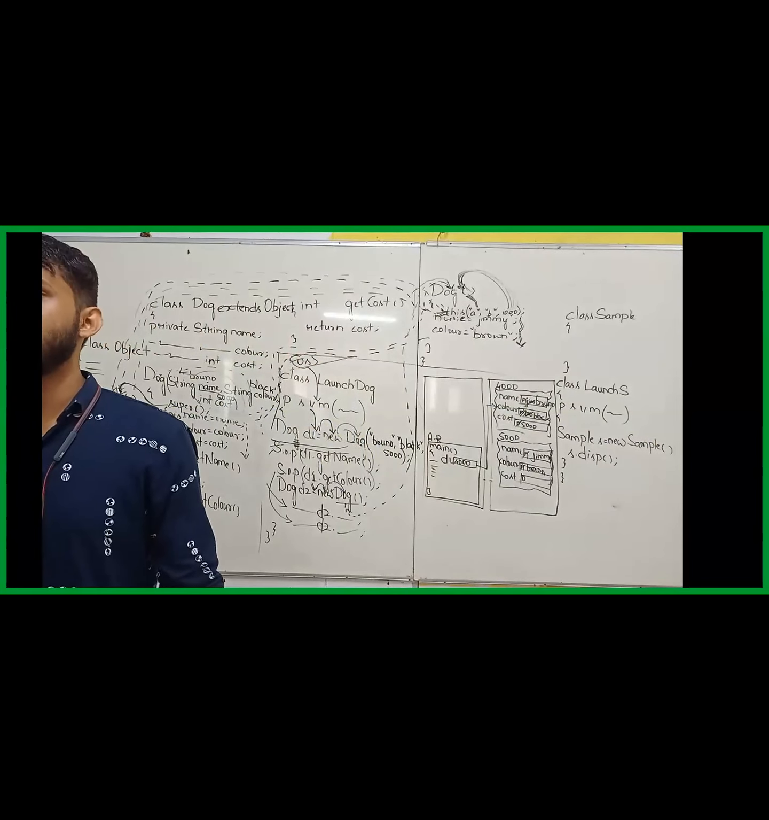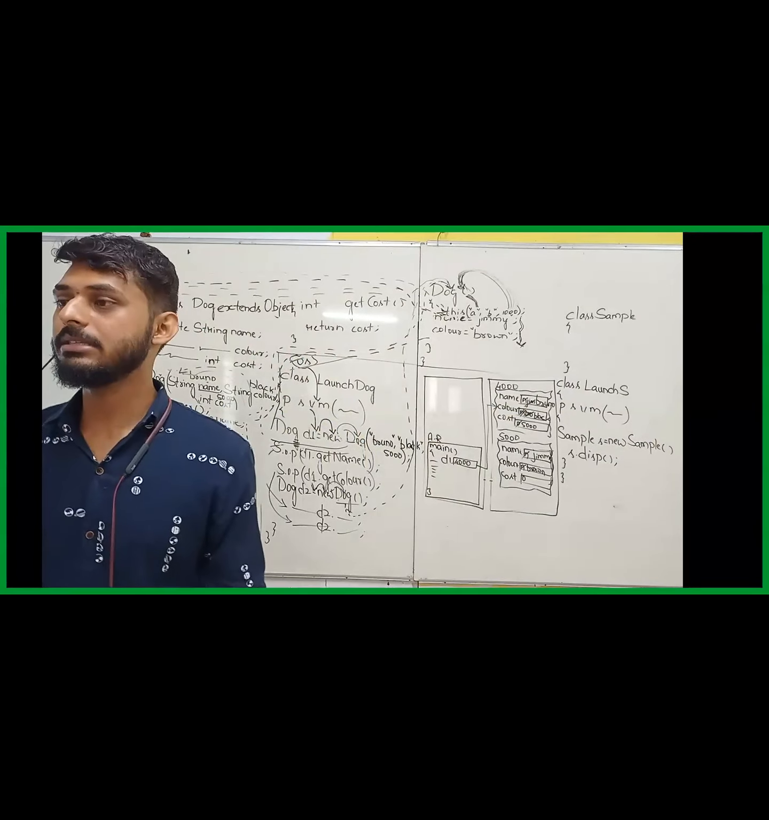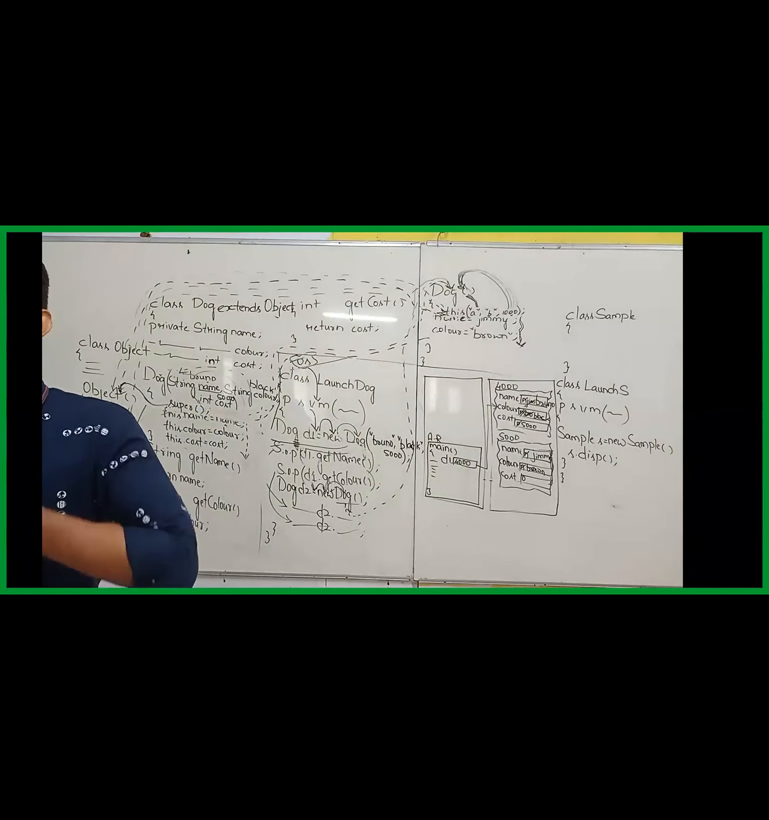There is no way to avoid it. The only way is that you can have as many constructors as you want, but at least one constructor should have a super method call. Clear? Any doubt till now?